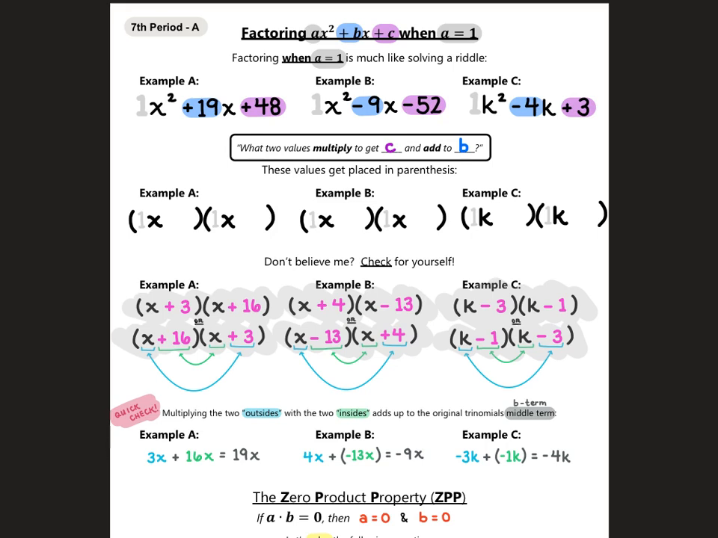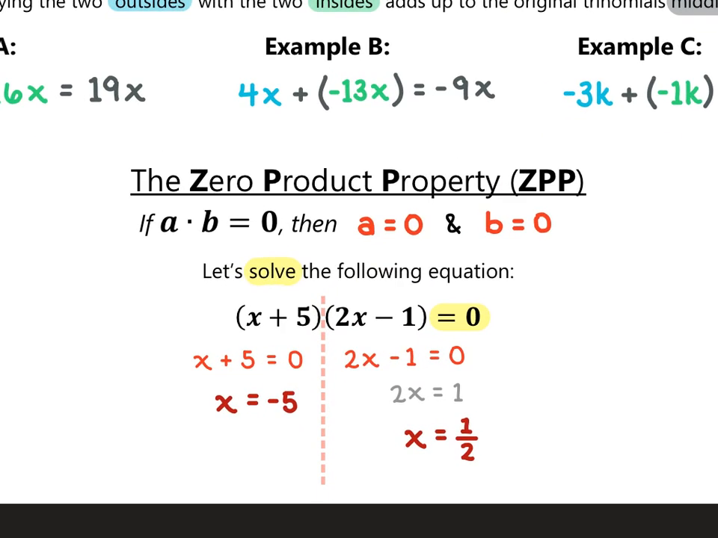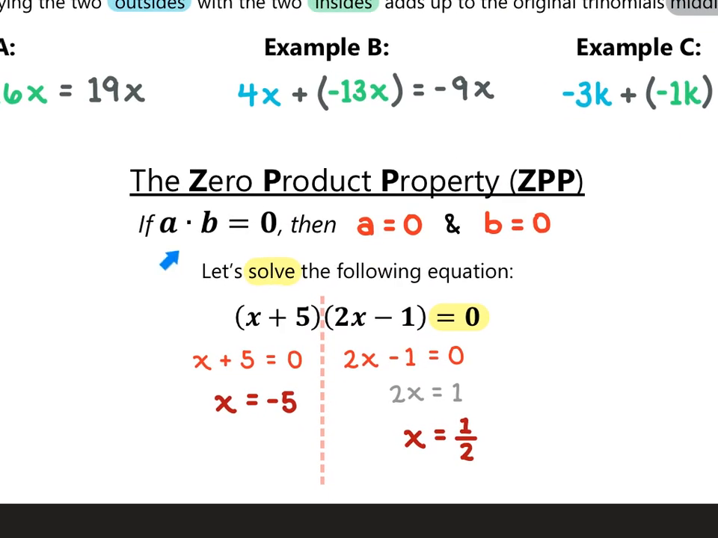Now, what we recapped at the end of our notes is that we are going to start to build our factoring skills so that we're comfortable and confident to then be able to solve. And solving is just using the idea of the zero product property. The zero product property states that if A times B equals 0, then those terms can be split up and each set equal to 0.